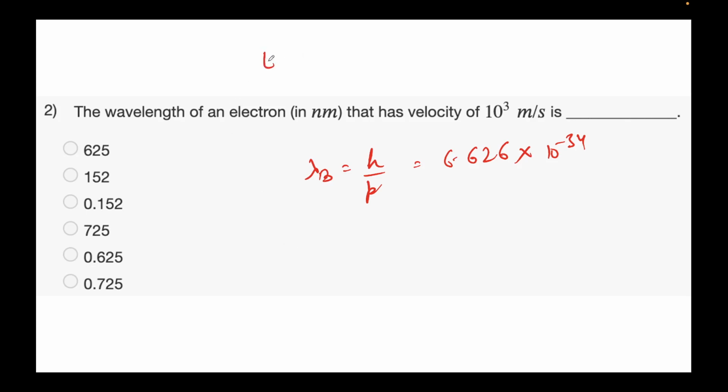Okay. I have encountered this problem myself. I have lost marks due to this. Remember, E equal to h nu. E is the energy of the wave, h is the Planck's constant, and nu is your frequency, right?